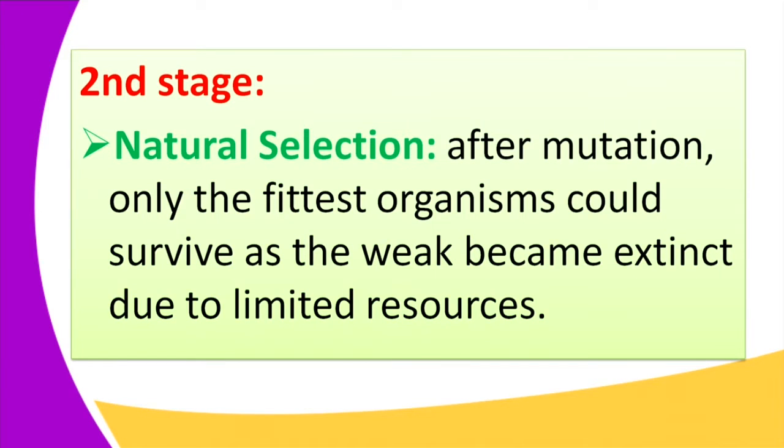Going to the second stage of evolution according to Charles Darwin, we have natural selection. The second stage is natural selection. According to him, after mutation, after a sudden change due to changes in the environment, only the fittest organisms could survive because the weak became extinct due to limited resources.